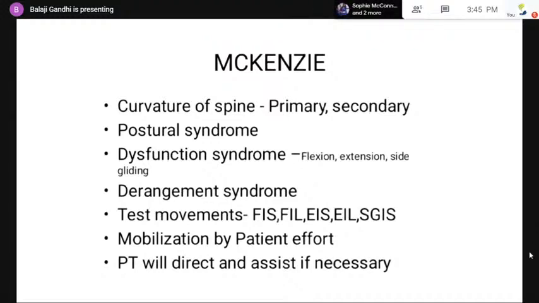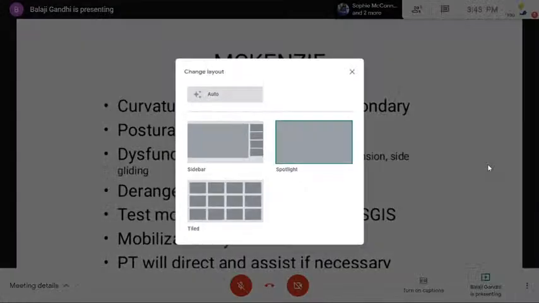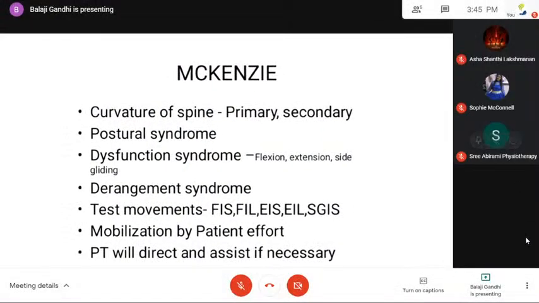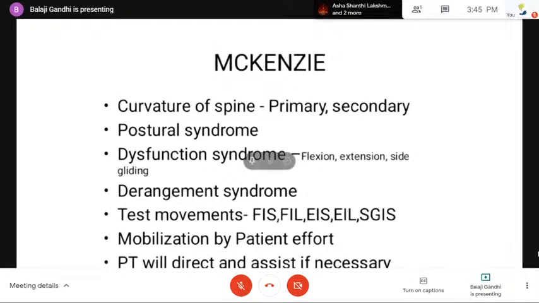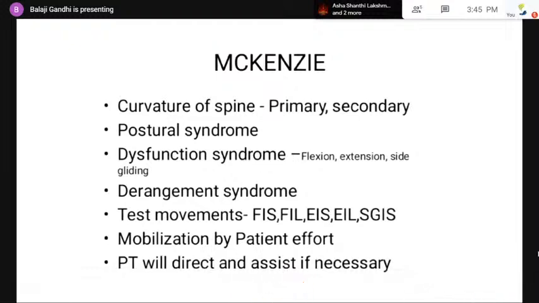Derangement syndrome: the spine is arranged in proper alignment, with a vertebra, then a disc, then a vertebra, disc, vertebra, disc. This is a completely aligned spine. If the disc is trying to come out, or a vertebra has moved out from its place, this is called derangement syndrome. These are the categories of soft tissue problem, pain, and dysfunction that McKenzie categorized: postural syndrome, dysfunction syndrome, and derangement syndrome.